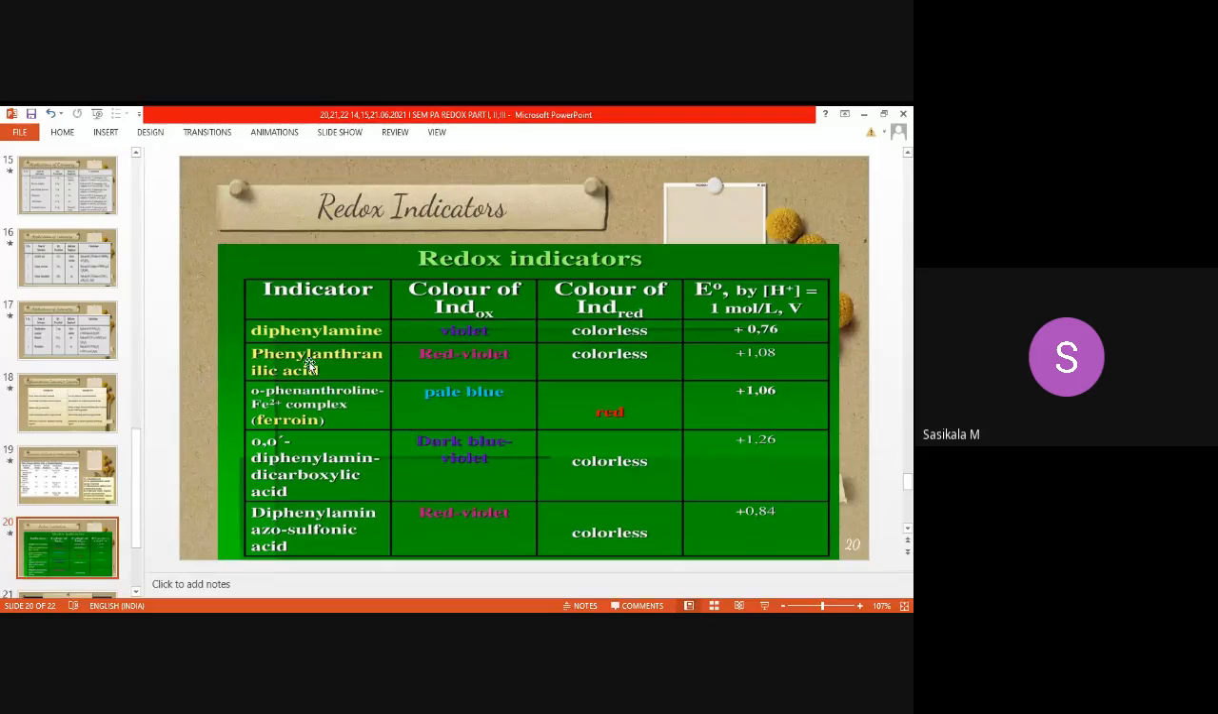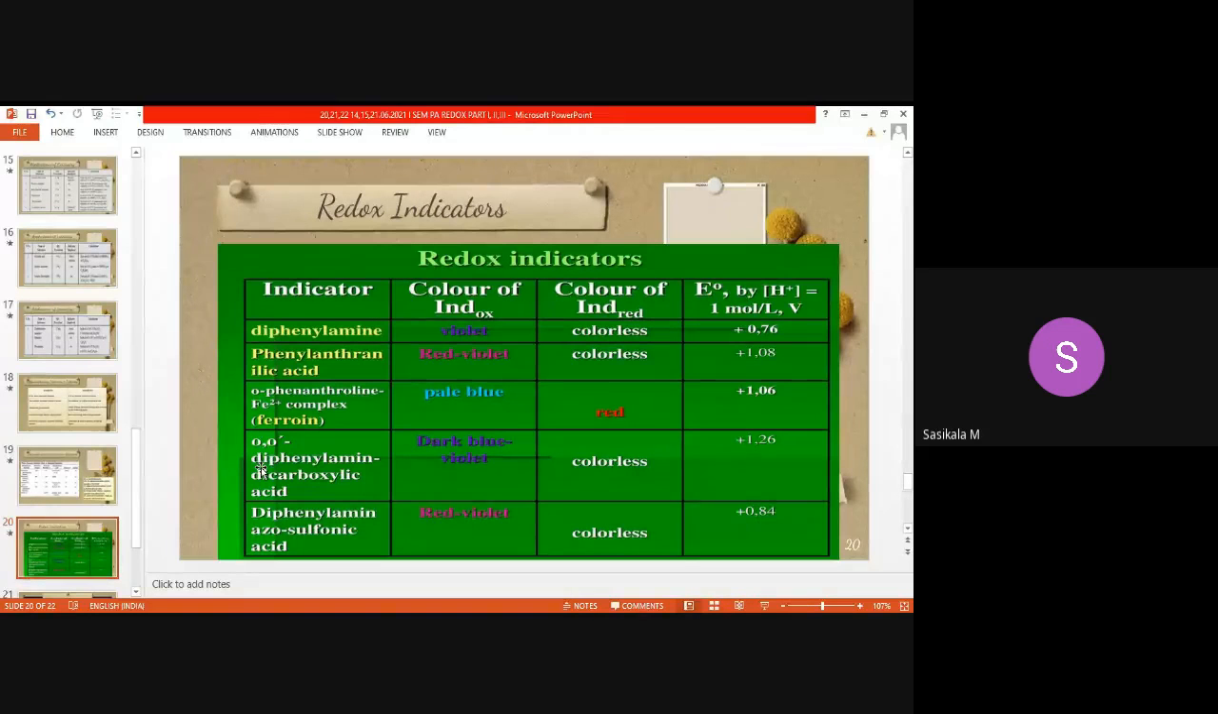Then phenylanthranilic acid, reddish violet color in oxidized condition, then colorless in reduced condition. Then ferroin, pale blue in oxidized condition, in reduced condition red color. So red color is the endpoint in cerimetry and dichrometry. So in reduced condition is the color of ferroin.